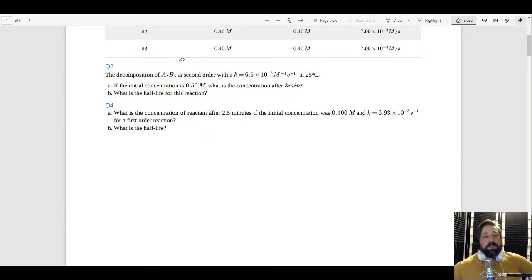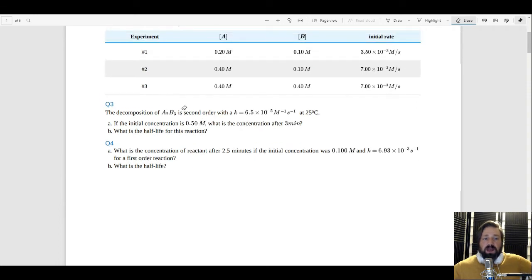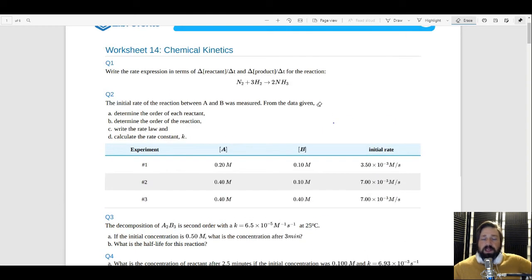Q3. So question 3, the decomposition of A to B3 is, oh, I missed one. Calculate the rate constant. Once I have the rate law, rate equals k times the concentration of A, now I can go through and actually plug and chug one of these things. I'm just going to take trial 2, for example. I'm going to plug in the concentration of A here and the initial rate here, and I should be able to get k out of this.